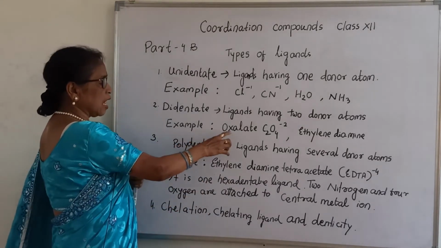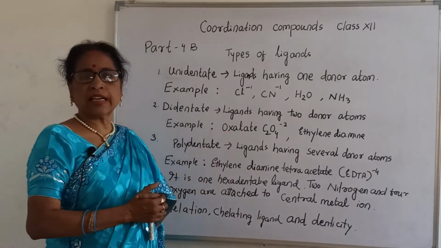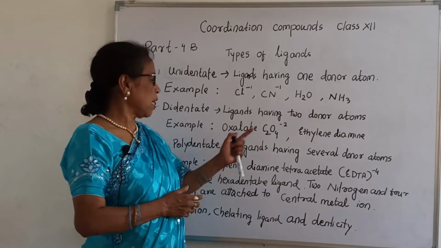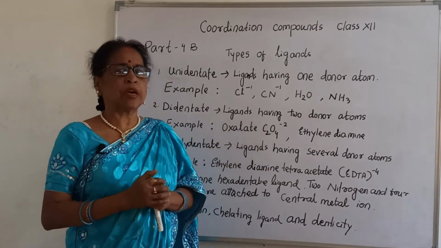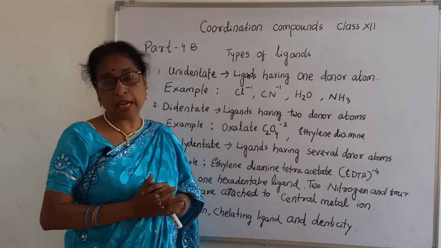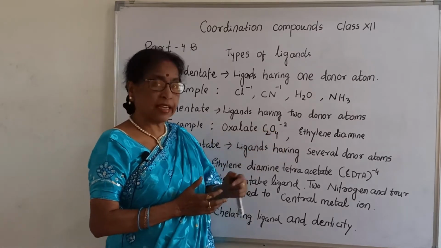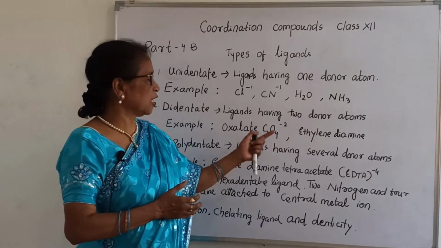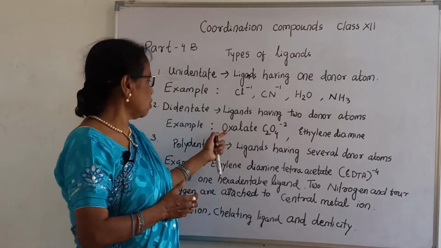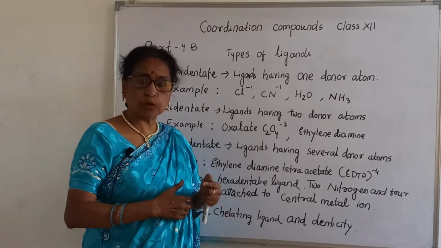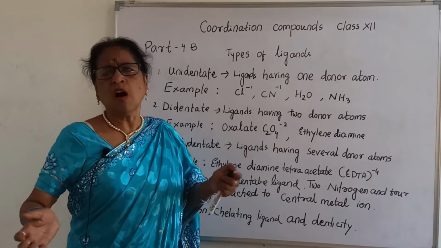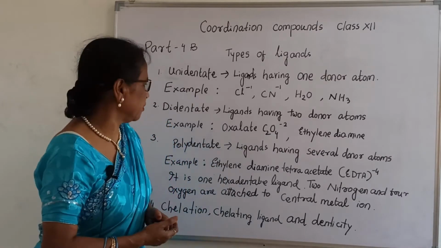And here, an example is oxalate. Oxalate is C2O4 minus 2. From the valence you can also observe what the type of ligand should be. Ethylene diamine has no charge because it is a neutral molecule. So oxalate is C2O4 minus 2. Similarly carbonate, we will see later all the different types of negative ligands.